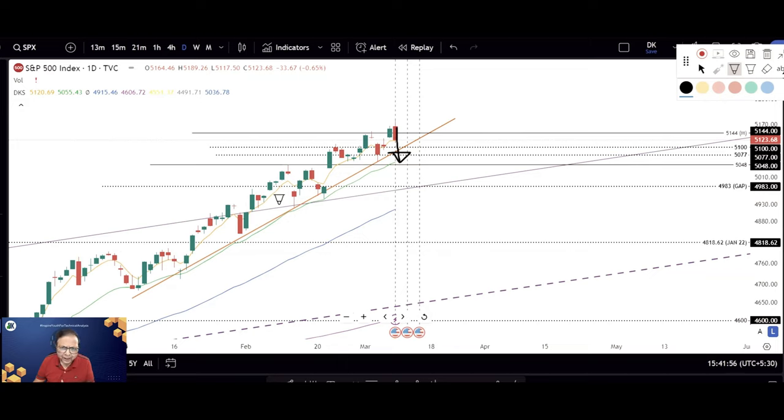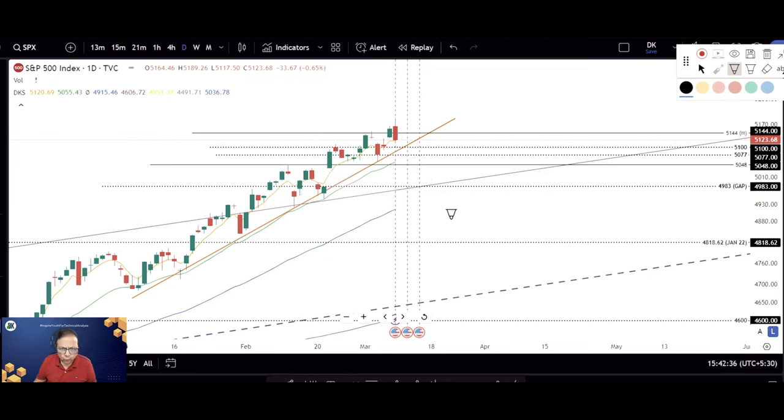If it gives a breakdown but recovers, then the possibility is not there. But if it gives a breakdown and there is a follow through of the low of that breakdown candle, then there is an existence of a gap. This window is likely to be filled in because it is not yet filled as of now. So considering this gap, I consider the major support of S&P 500 at 4,983, where there is an existence of a gap. At the same time, it is the confluence of the upper fiber of the rising price channel that we discussed in the weekly price chart.